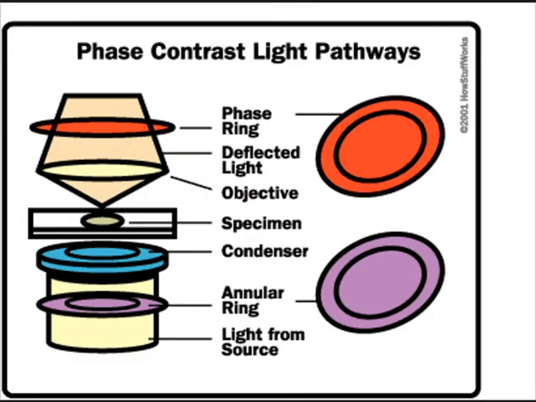Anyway, here we have your phase contrast light pathways. We have your phase ring, and then we have your deflected light. We have your objective, which is what we use for viewing. Then we have your specimen being viewed, and then we have your condenser, your annular ring, and then your light source. So we have your two phase rings. So that is your phase contrast microscope.